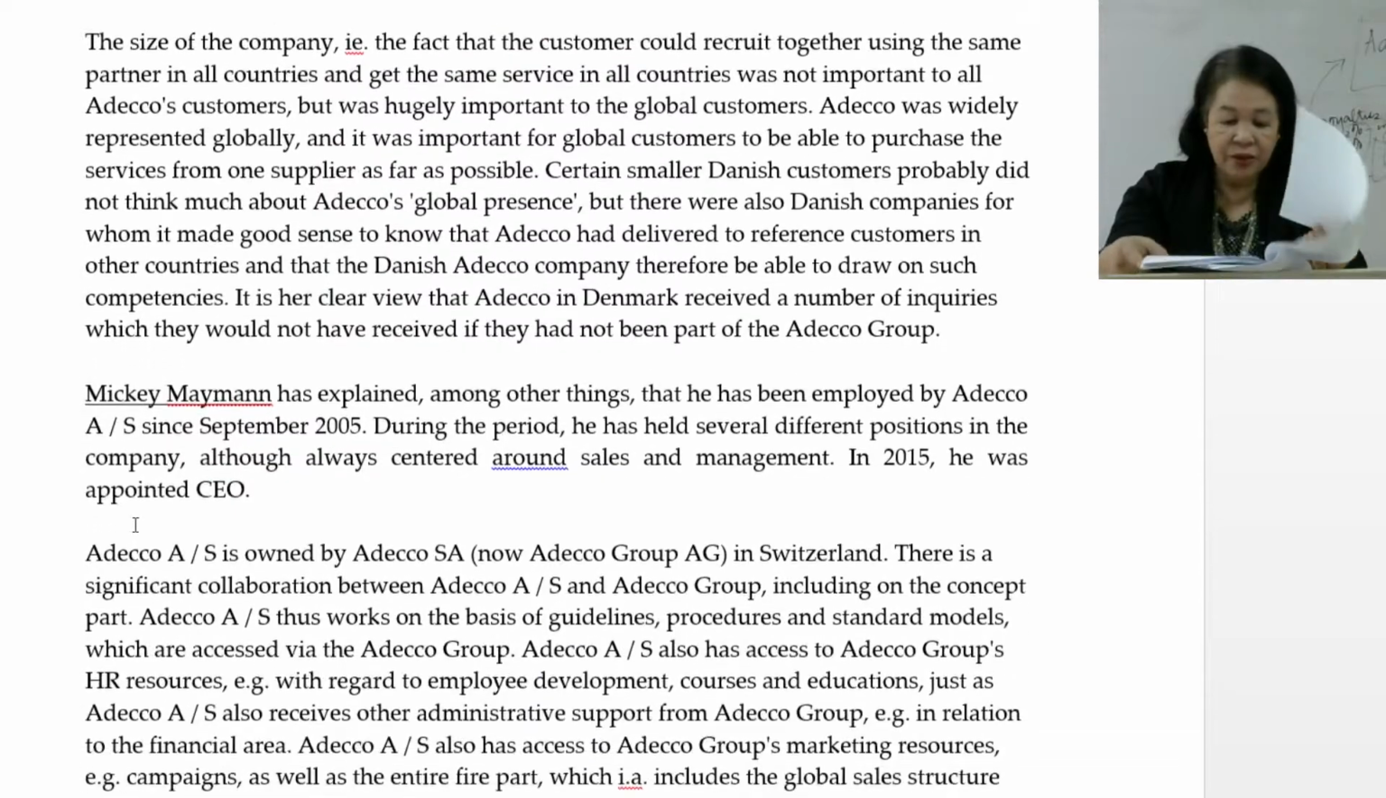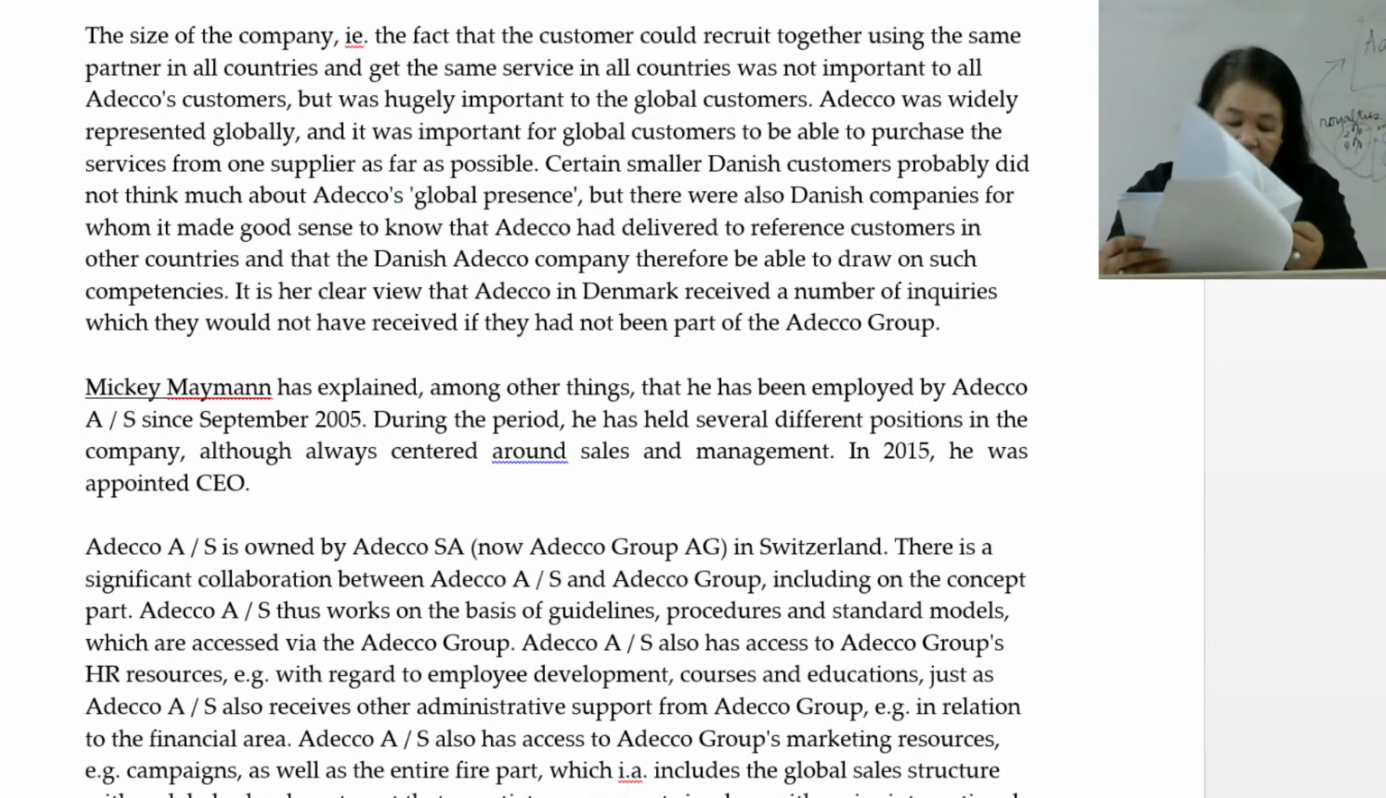Okay. So, yun yung nangyari dyan sa Adecco, no? So, ano pang testimony dito ng kanilang manager? Certain smaller Danish customers probably did not think much about Adecco's global presence. No? Yung mga maliliit daw na customer, hindi nila na-appreciate yung global presence ng Adecco.